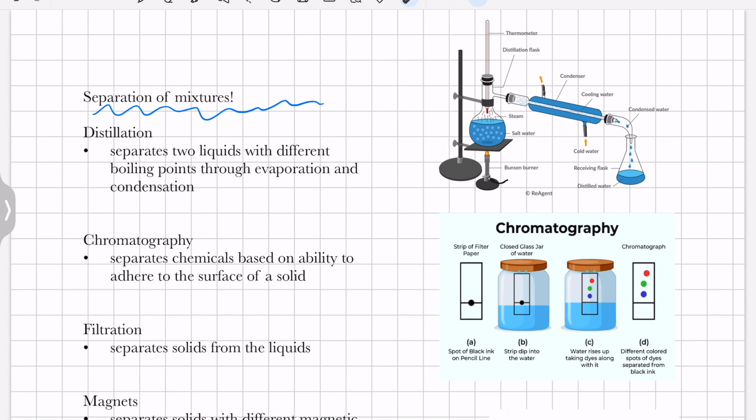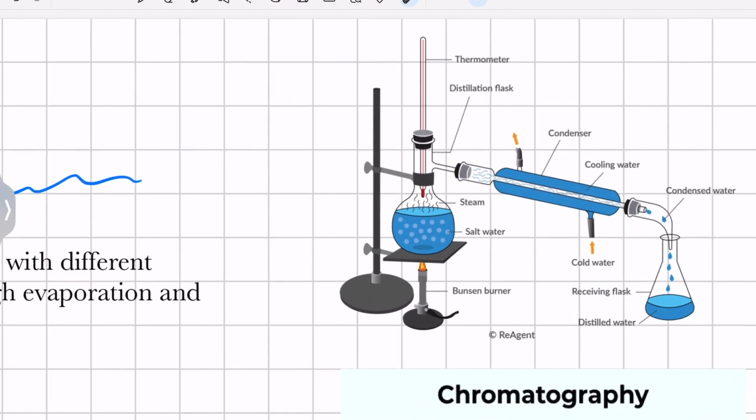Distillation is when two liquids with different boiling points are separated through evaporation and condensation. For example, if you have one liquid that boils at 100 degrees Celsius and the other one boils at 300 degrees Celsius, they each have very different boiling points. They may be situated in this flask right here over the heat, which can be controlled through this thermometer.